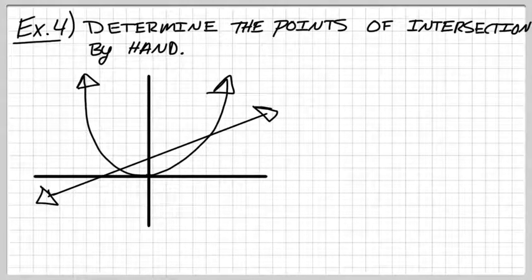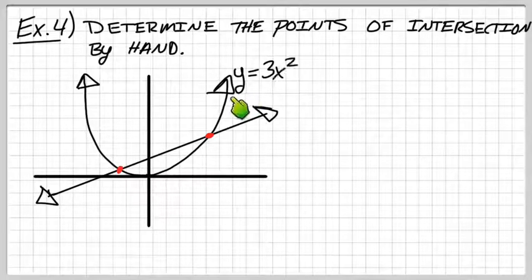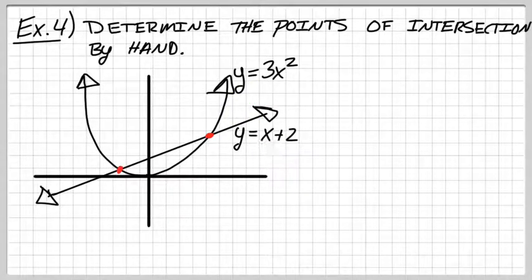You could do that in a calculator if you had second trace intersect, but you aren't always going to have a calculator in pre-calc or calculus, so we're going to do this by hand. The equation for the parabola is y equals 3x squared. The equation for the line is y equals x plus 2. So what are those two intersection points?